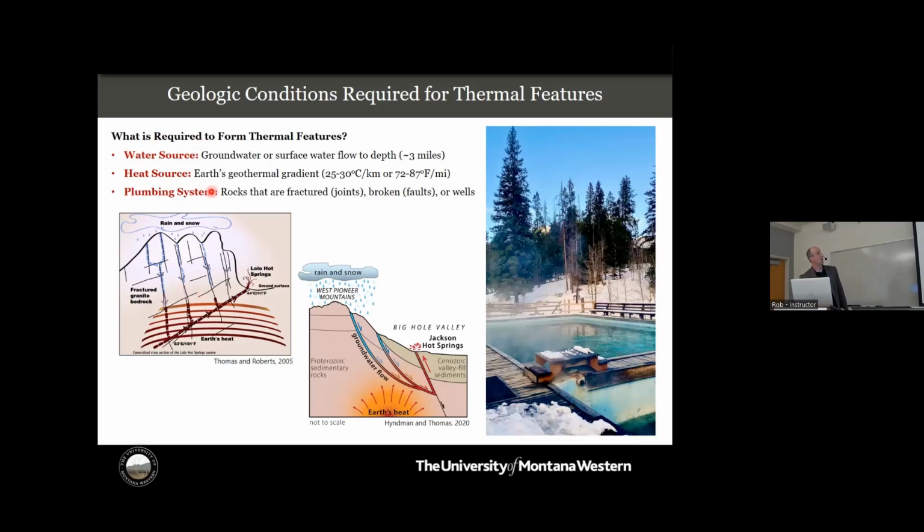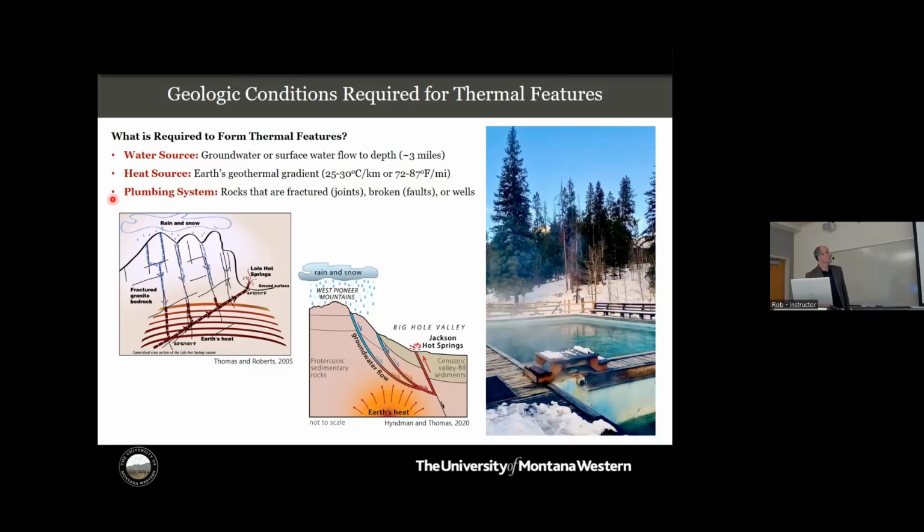Okay, heat source. We already talked about that. The Earth's geothermal gradient, right? About 80 degrees Fahrenheit per mile, and then a plumbing system. And we talked about that. Faults are a great plumbing system into the subsurface, but the other are joints. Joints are fractures in the rock that don't have movement on them. And that can happen in igneous rocks, where a magma, a liquid rock, cools, and when it cools, it contracts. And when it contracts, it cracks, and it creates joints or fractures in the rock that don't have movement on them. They're not a fault, but they are conduits into the subsurface.